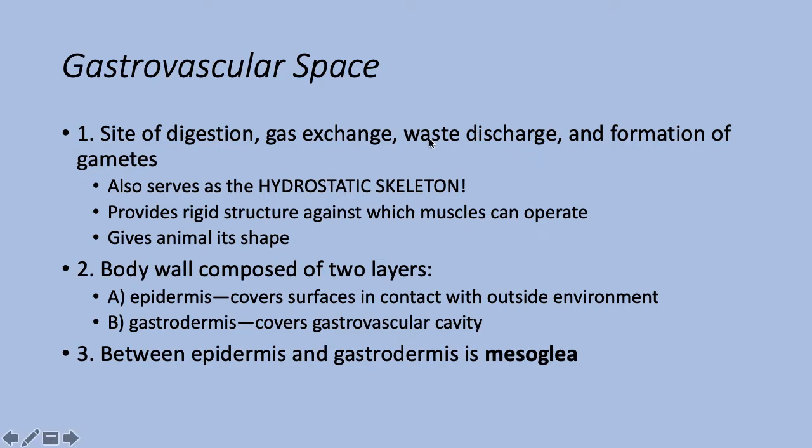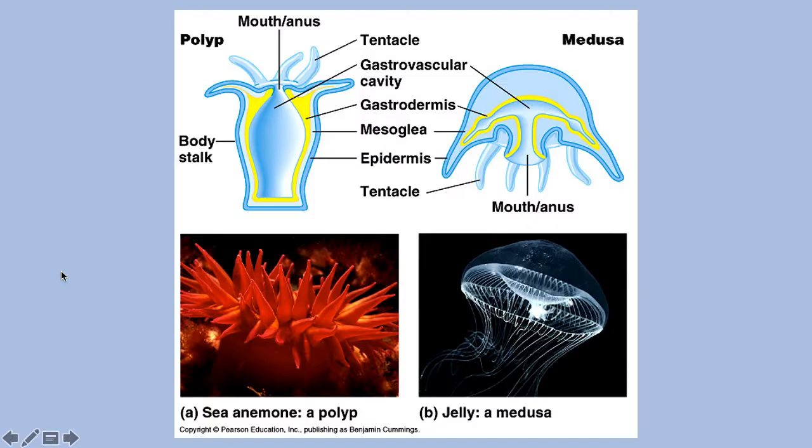Okay, so the gastrovascular space, just what makes up the boundary of that, we have the gastrodermis, and then the mesoglea, and then the epidermis on the outside. So if I go back to this picture, you can see there's the mesoglea in yellow. Nope, it's this light blue area. The gastrodermis is in yellow, and then this dark blue is the epidermis. So the mesoglea is space between those two layers.